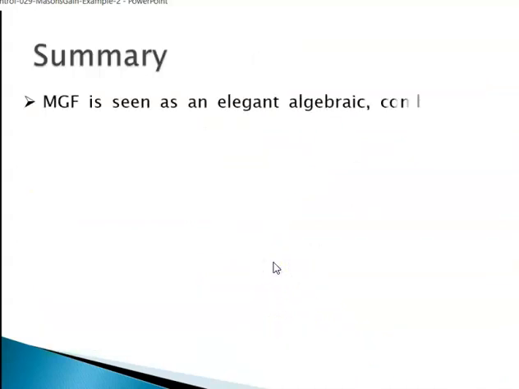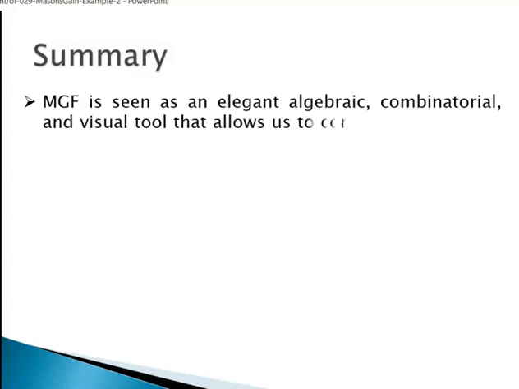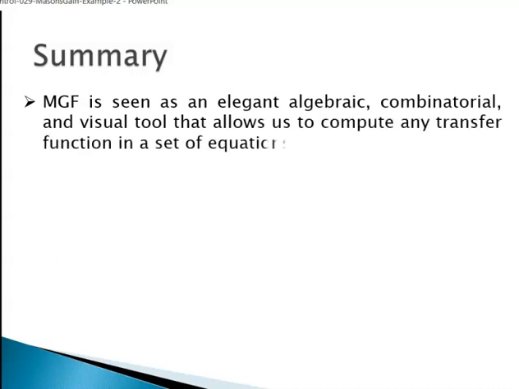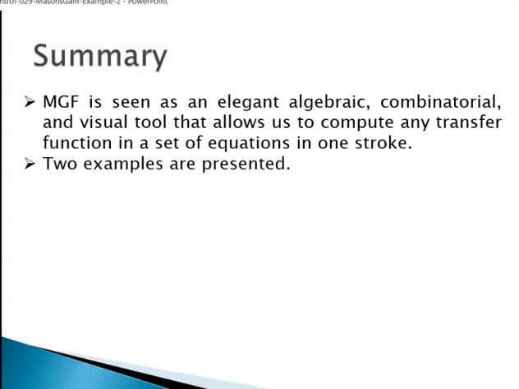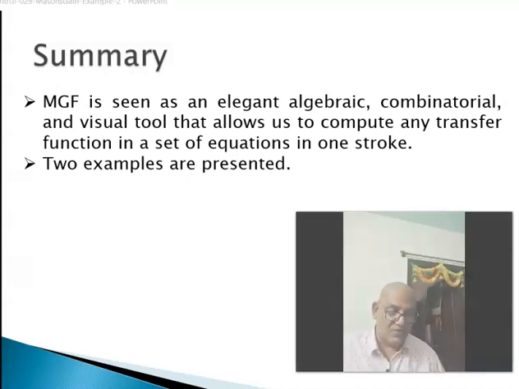In summary, we see that Mason's Gain formula provides an elegant algebraic, combinatorial, and visual tool that will let us compute any transfer function in a set of equations in one stroke. Unlike in block diagram reduction, we don't have to go through any reduction steps. We have seen two examples so far in this video series.